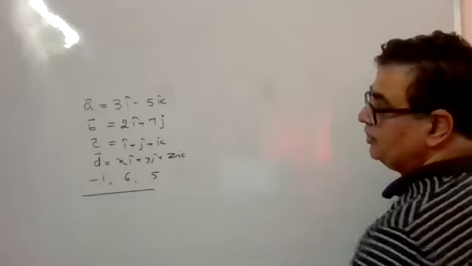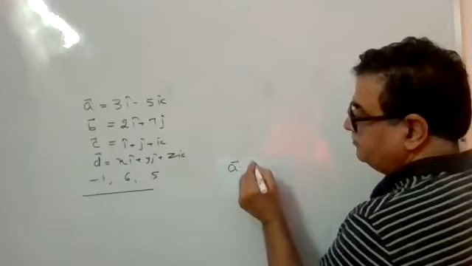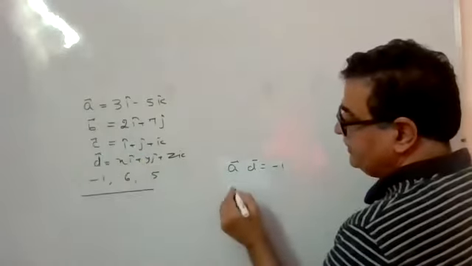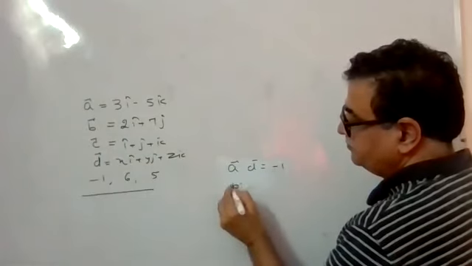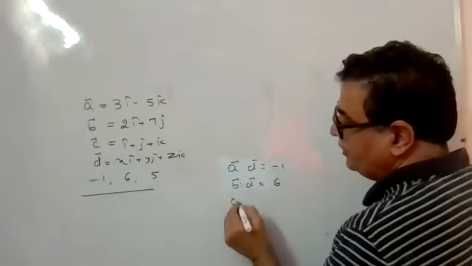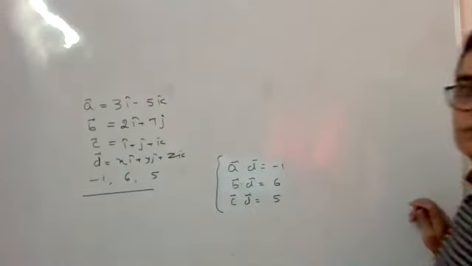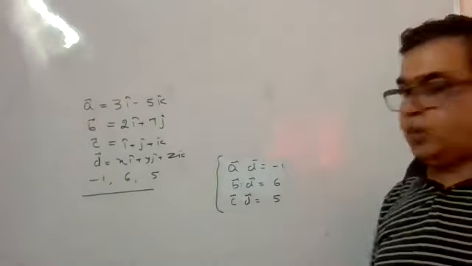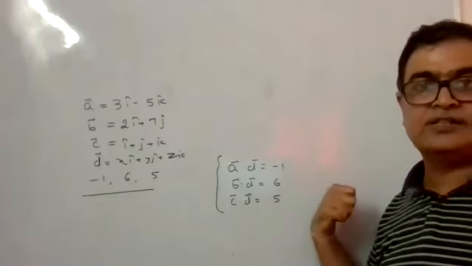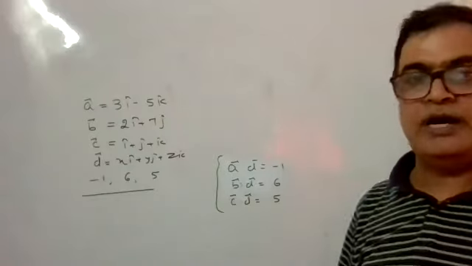What is given in the question? A dot D is minus 1. Second one says B dot D is 6. And then comes C dot D is 5. Solve this. One equation in xyz, second equation in xyz, third equation in xyz. Find out by eliminating one, get the two.